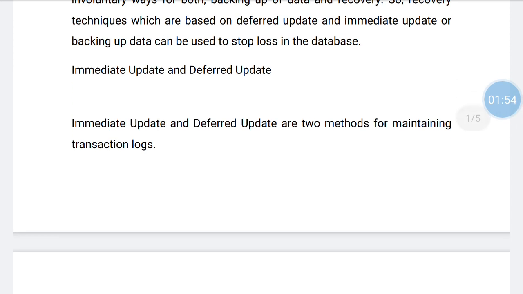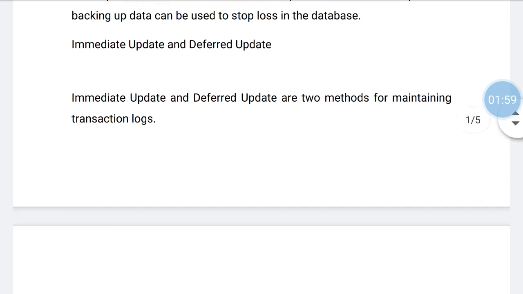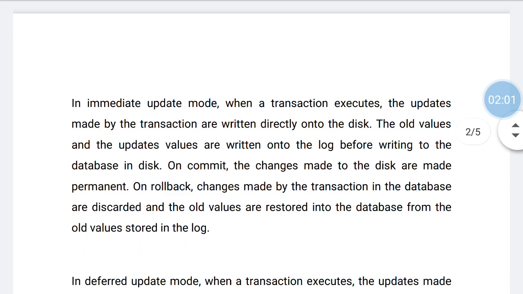Immediate update and deferred update are two methods for maintaining transaction logs for the data. In immediate update mode, when a transaction executes, the updates made by the transaction are written directly onto the disk, and the old values and the updated values are written onto the log before writing to the database in the disk. On commit, the changes made to the disk are made permanent.